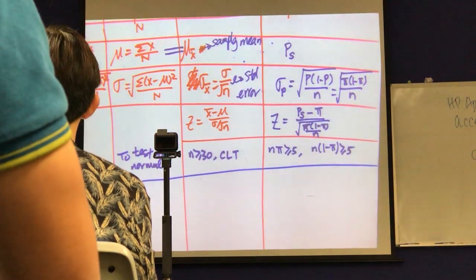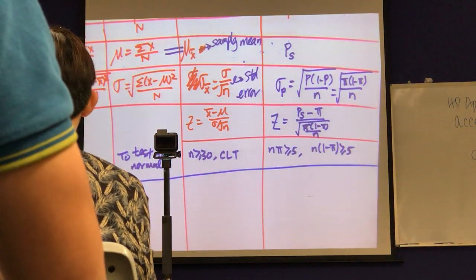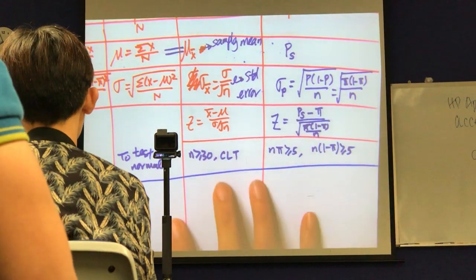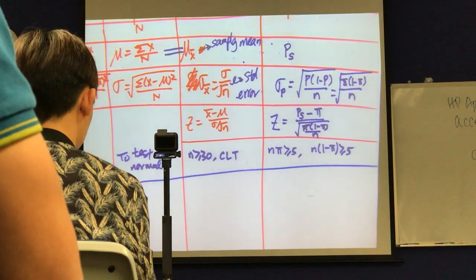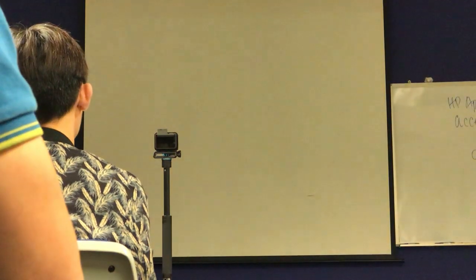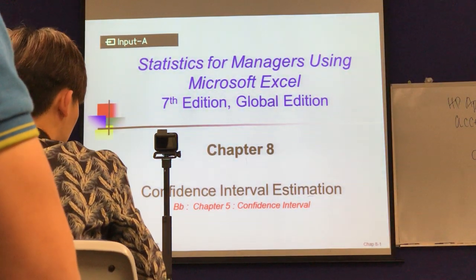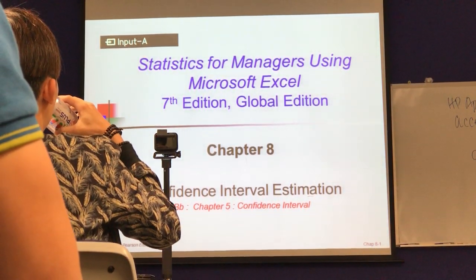Alright, so let's continue with the lesson. We'll fill up the rest later. So let's talk about confidence interval. What is confidence interval?